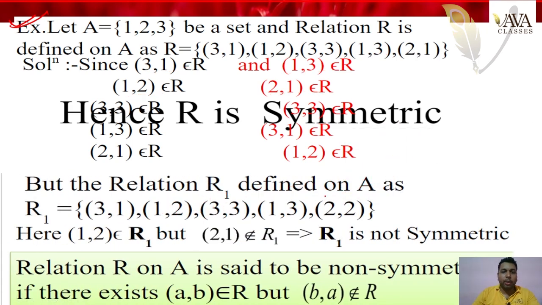But the relation R1 defined on A as R1 = {(3,1), (1,2), (3,3), (1,3), (2,2)}. Here (1,2) belongs to R1, but its reverse (2,1) does not belong to R1. So R1 is not symmetric. A relation R on A is said to be non-symmetric if there exists at least one (a,b) belonging to R, but (b,a) does not belong to R. Then it is called a non-symmetric relation.